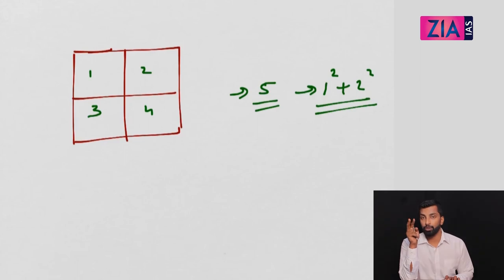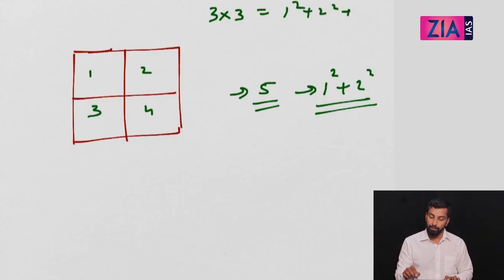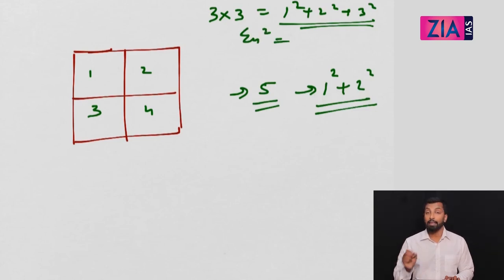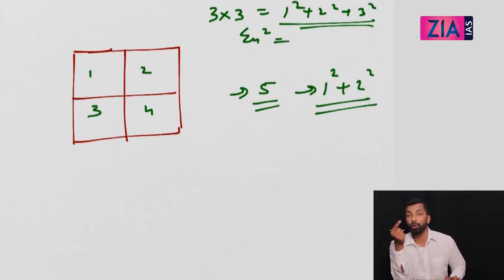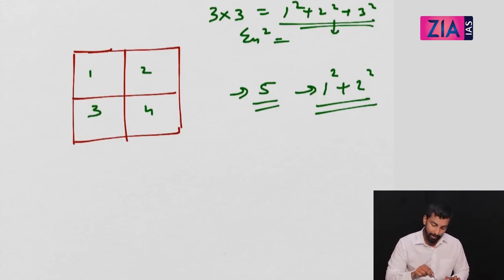So if it is a 2 into 2 square, the number of squares will be 1 square plus 2 square. If it was a 3 into 3 square, then 1 square plus 2 square plus 3 square. So this is nothing but sigma n square only. And that's why you need to know the formula of sigma n square. Now here also you can manually find, right? 1 square is 1, 2 square is 4, 3 square is 9. So you can get the answer easily. 13 plus 1, 14.